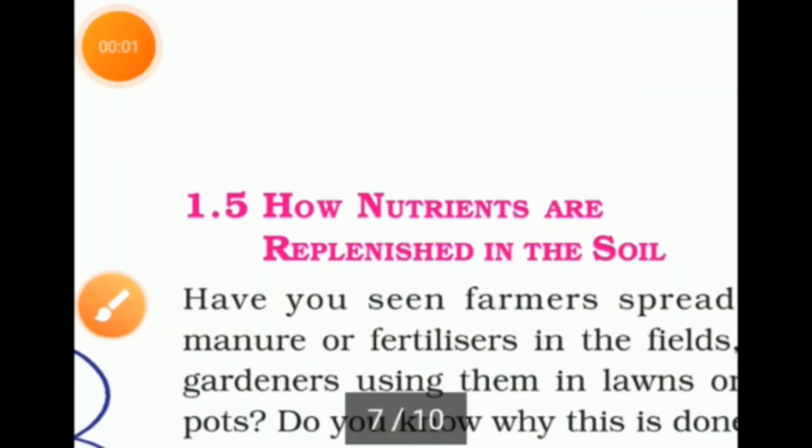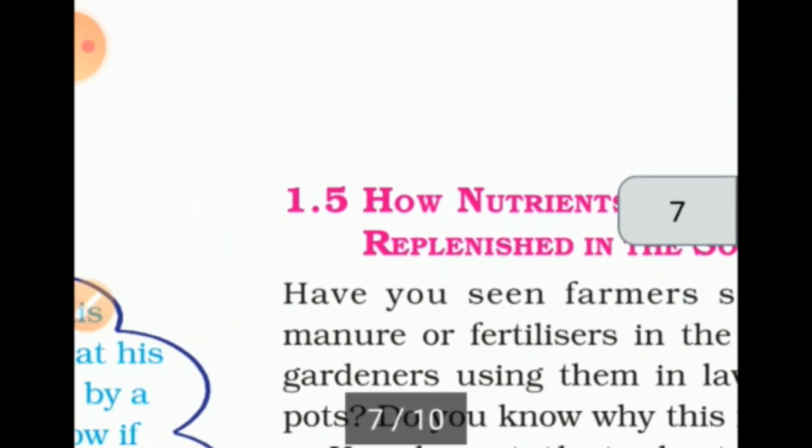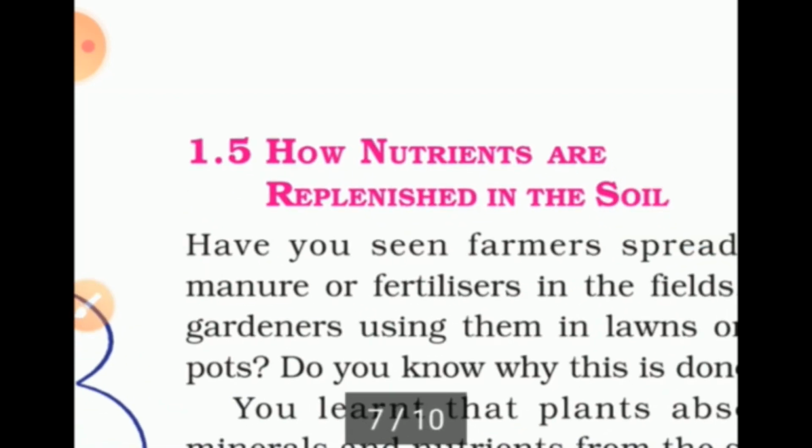We are going to discuss how nutrients are replenished in the soil. You learned that plants absorb nutrients and minerals from soil, so their amounts in the soil keep on declining. So, fertilizers and manures contain nutrients such as nitrogen, phosphorus, etc. These nutrients need to be added from time to time. For what? To enrich the soil. Usually, crop plants absorb a lot of nitrogen, so the soil becomes deficient in nitrogen.